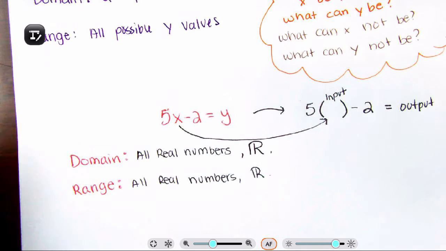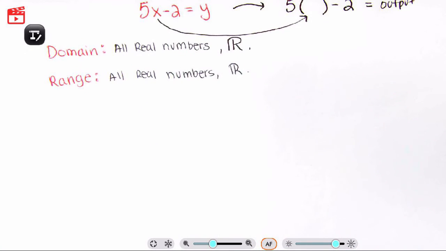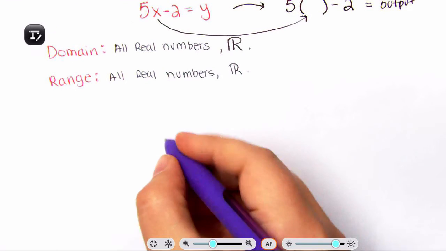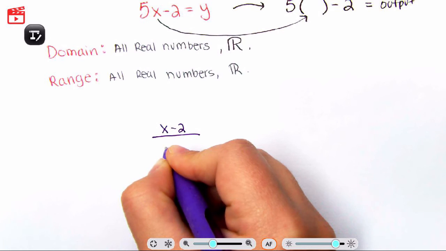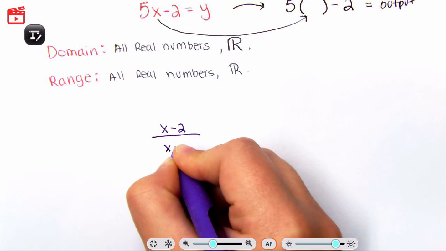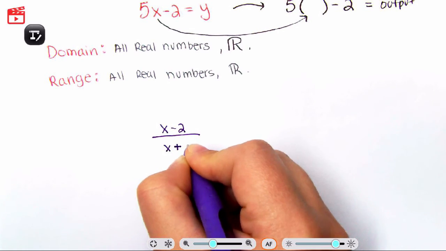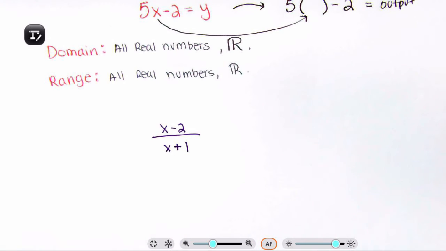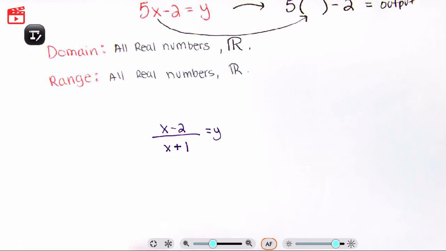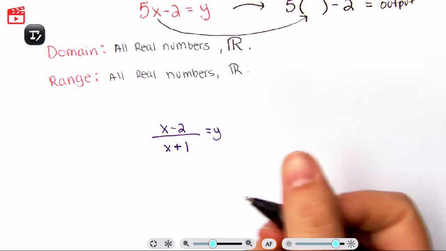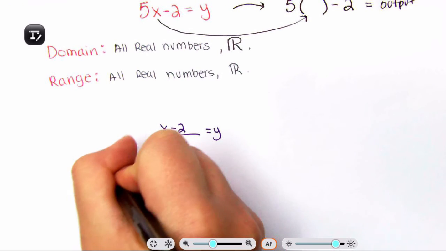Now, this is not always true. There could be some exceptions. Okay, there could be some exceptions. So when they're telling you, let's do an example like this. Let's do x minus 2 divided by x, plus 1. When you have something like this, and you have x in a denominator, that's where things get a little bit fuzzy. So what can x be? And what can y be? Here's your domain, here's your range.